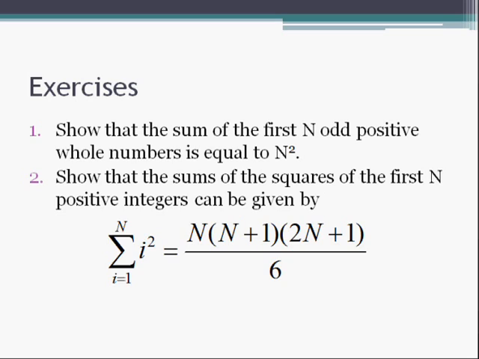So my first example was show that the sum of the first n odd positive whole numbers is equal to n squared. The second one being that the sum of the squares of the first n positive integers, or whole numbers, however you want to think about it, can go by n times n plus 1 times 2n plus 1, all divided by 6? Really? That seems weird. So, of course, we talked about our methods of going through the notion of proof by induction.